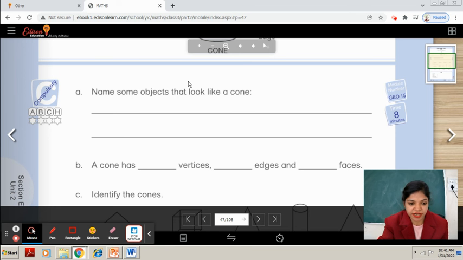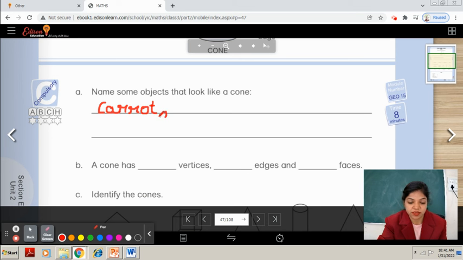So first one we will write carrot. What are the spellings? C A double R O T. Carrot. Right? Yes. Very good. Party hat, or you can say birthday hat. Okay. So, party hat.